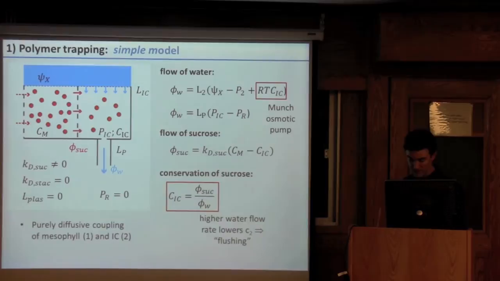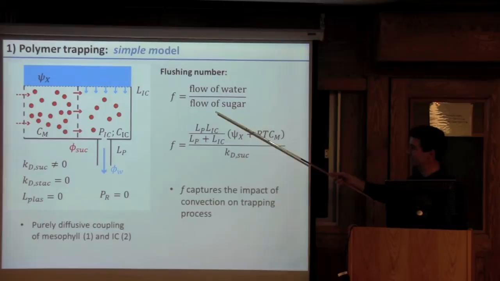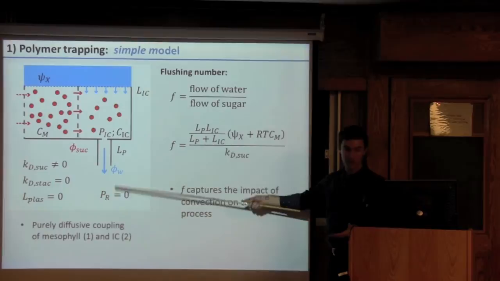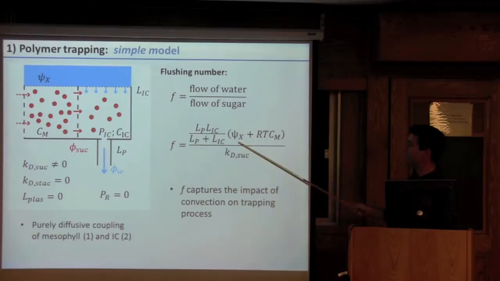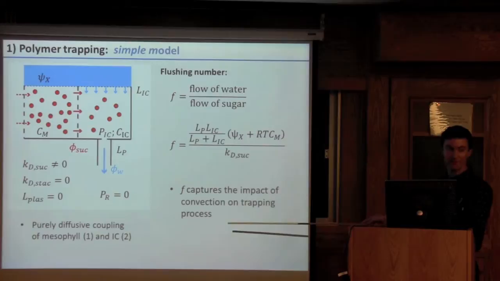And in fact, Jean Conté, who built this model, identified a dimensionless group, and this is one of the things that we do in our field, to try to group the parameters in a way that characterizes a process. In particular, this loss of concentration due to the water flow is a competition between the flow of water and the diffusive flow of sugar, and it can be written like this. It's got the hydraulic permeabilities, a characteristic difference in pressure. This is a negative number. It's being overcome by this osmotic number. And this is a diffusion coefficient for this membrane, a so-called mass transfer coefficient. And so this captures the impact of convection on the trapping process. And I'm going to show that it's a useful number to have.